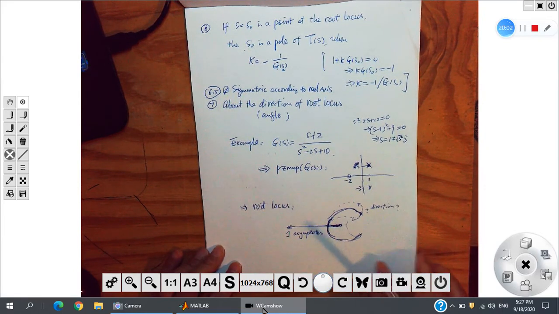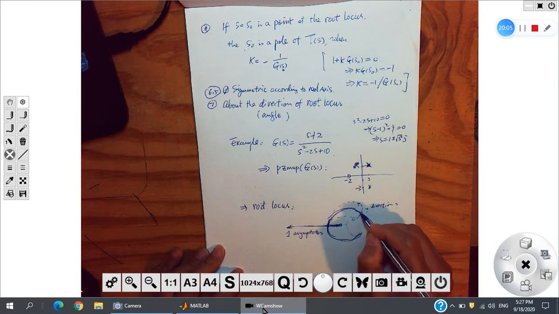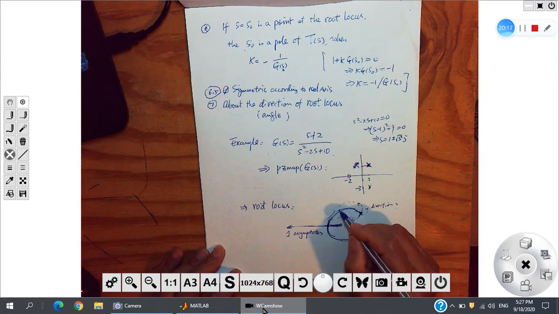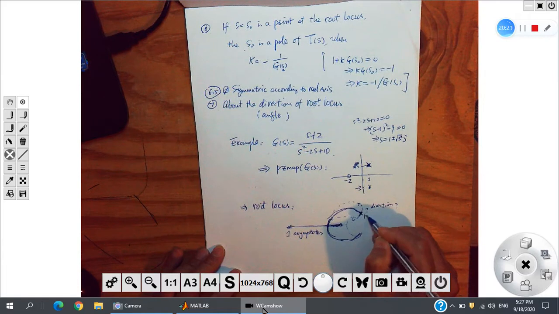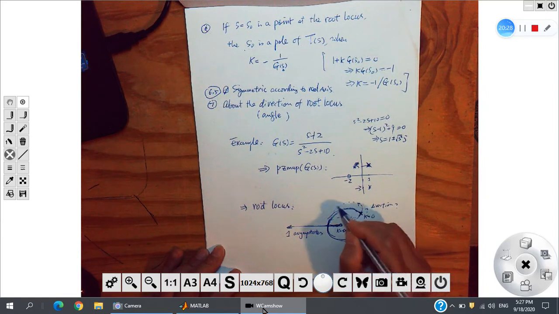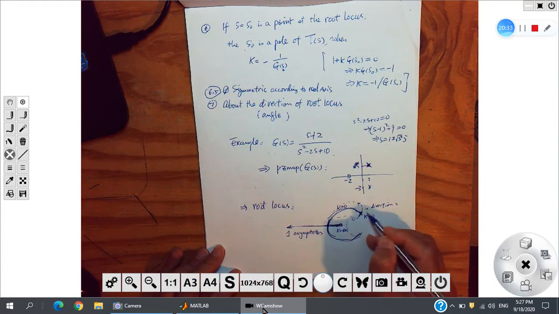Firstly we consider the direction here. This is a point like a start point. The root locus starts from the poles of G(s), from this cross, and will end at the zeros of G(s). At this place K is 0, the start point, and at this place K is infinite. So K is 0, then some K larger than 0, finally going to infinity. This is along the direction of K. We have a start point and an end point.